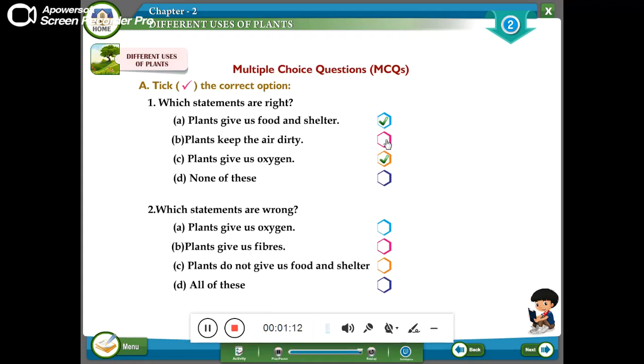This one is wrong. So we have to place it out. Which statements are wrong? We have to place only the wrong statements, right? Plants give us oxygen. Plants give us fiber. Plants do not give us food and shelter. All of these.